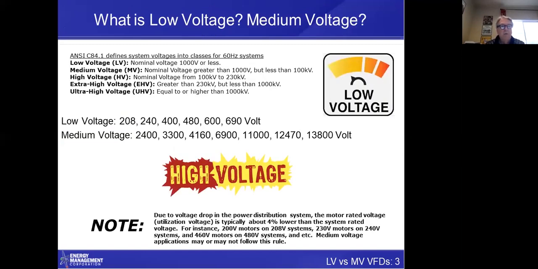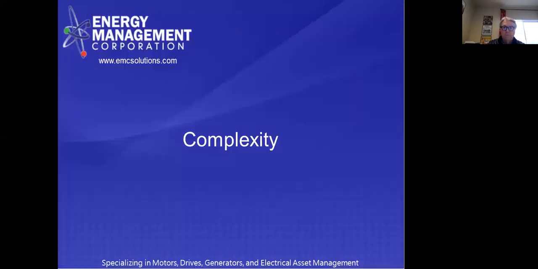So the first thing we ought to do is have some definitions. What is low voltage? What is medium voltage? There are a lot of different definitions for low voltage or high voltage. In some places, high voltage might be 120 volts. In our case, we're using ANSI standard C84.1 that identifies low voltage as 1,000 volts or less, and medium voltage as greater than 1,000 but less than 100,000. So in terms of medium voltage, we're going to typically use drives that are 2,400 volts, 4,160 volts, or 6,900 volts, whereas low voltage drives typically are 208, 240, or 480 volts.